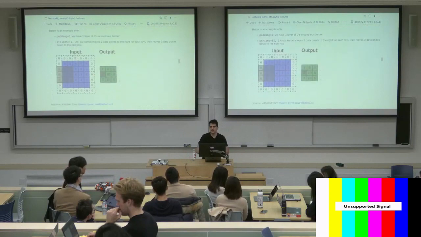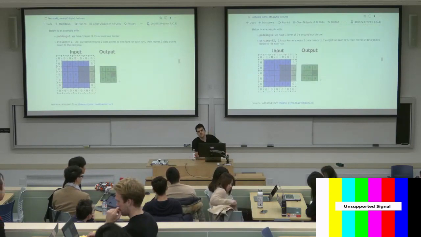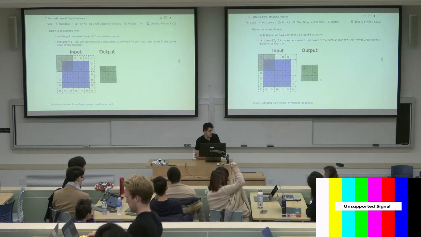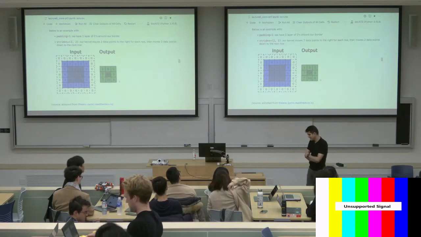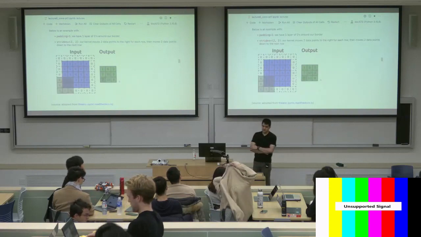Is it a good practice to have a larger stride when we have a larger kernel? A larger stride when you have a larger kernel. It really depends on your data.